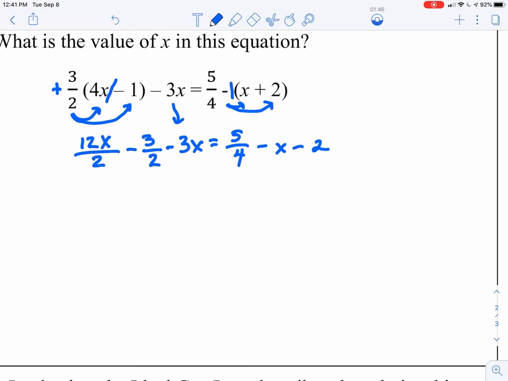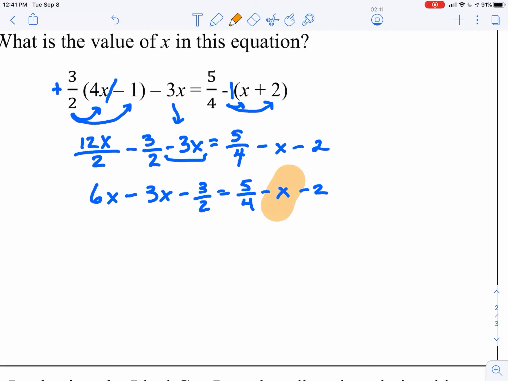Let's go ahead and write that down. Taking a look at it, 12 over 2x is going to give us 6x minus, and I'm going to put this 3x right here. I'm going to put it next to the 6x because we're going to combine that in just a moment. Minus 3/2 equals 5/4 minus x minus 2. Now I notice I have an x on this side of the equation, and I've got my 2x's over here, so I'm going to work to combine those. So I'm going to add an x to this side. I'm going to add an x to this side.